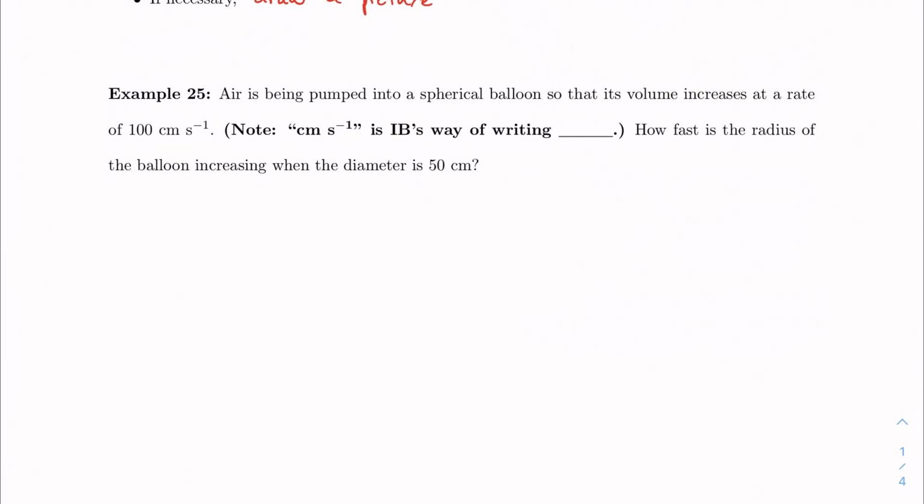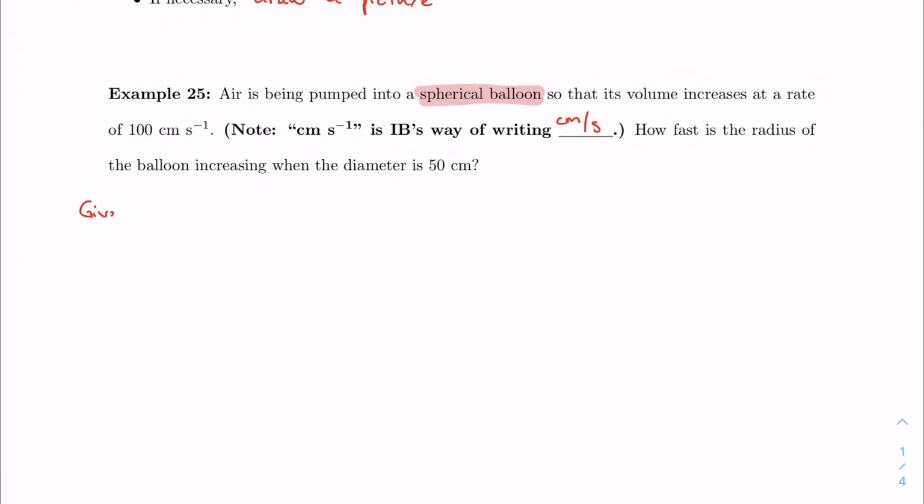Air is being pumped into a spherical balloon so that its volume increases at a rate of 100 centimeters per second. So this notation here is just IB's way of writing centimeters per second. How fast is the radius of the balloon increasing when the diameter is 50 centimeters? So there's a lot going on here, but let's try to dissect it a little bit. So we know we're dealing with a spherical balloon. So what are we given?